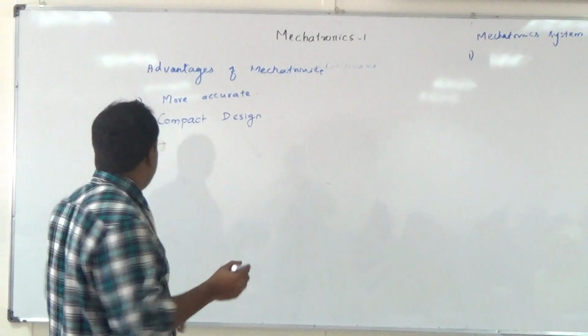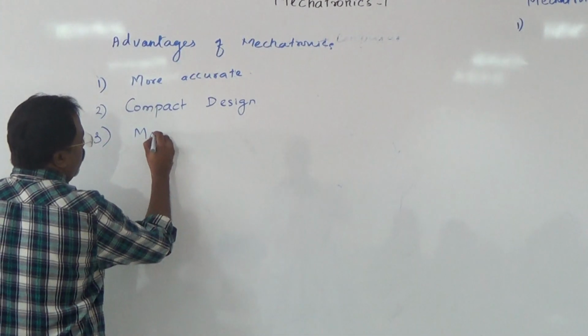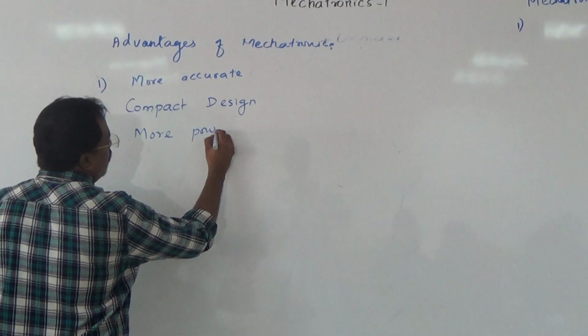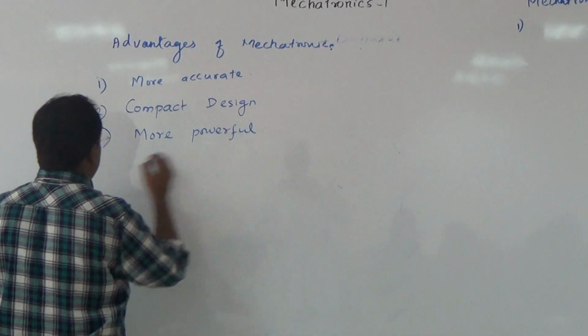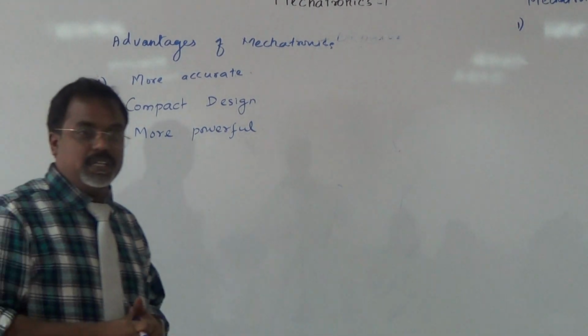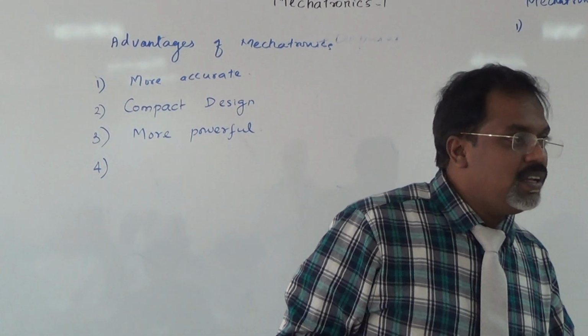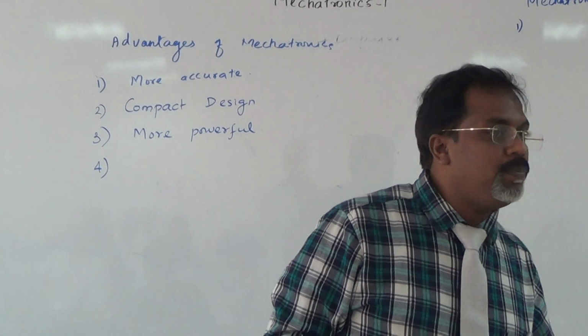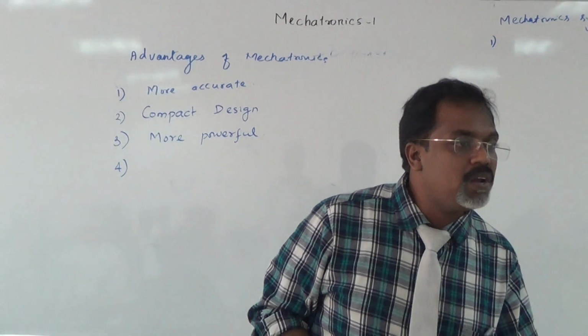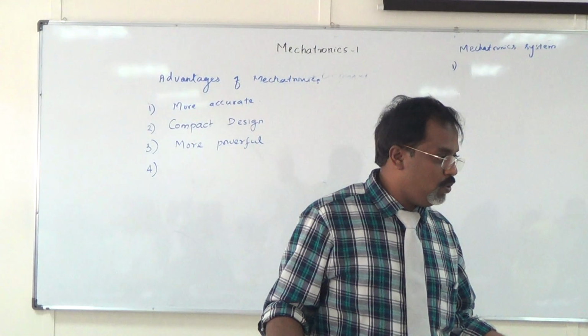Understand? And another: more powerful. More powerful than any other. Then why are we going for the mechatronic system? More sophistication, correct? See, when you are going for a power window in your car, why are we going for that? More sophistication to the human being.